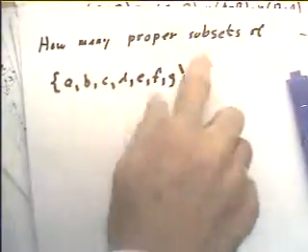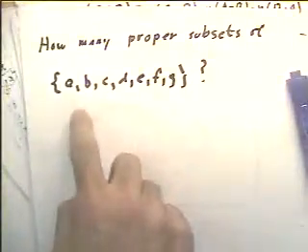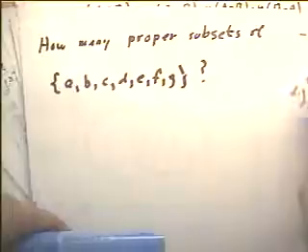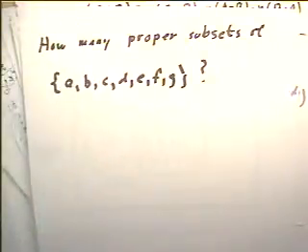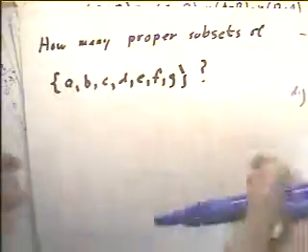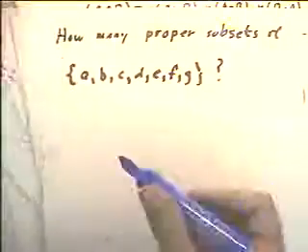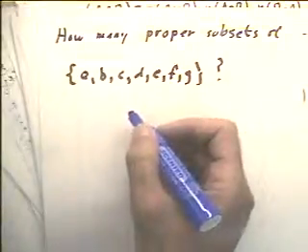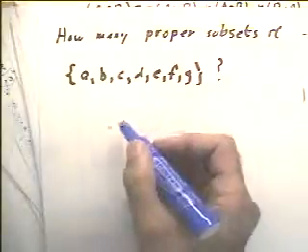How many proper subsets are there of the set consisting of A, B, C, D, E, F, and G? Now there's a formula for that, which I noticed in class that a lot of people had forgotten. And we talked about why this formula makes sense, but it's a little hard to understand, and there's no great shame in having forgotten it if you've seen it before.